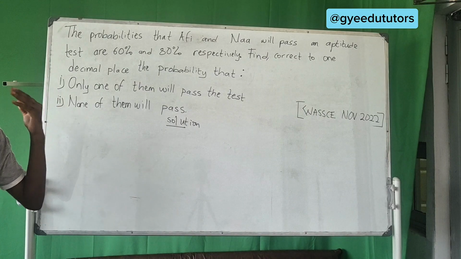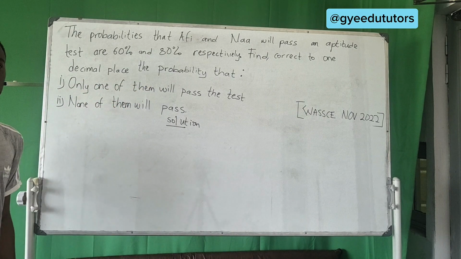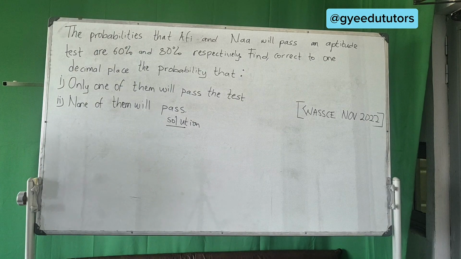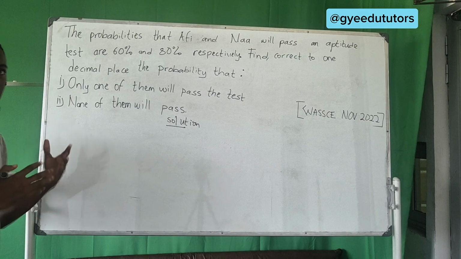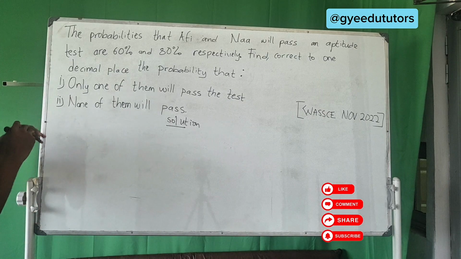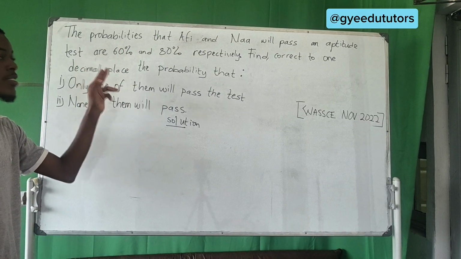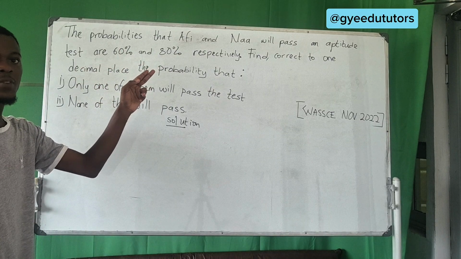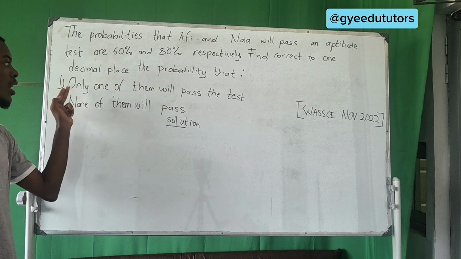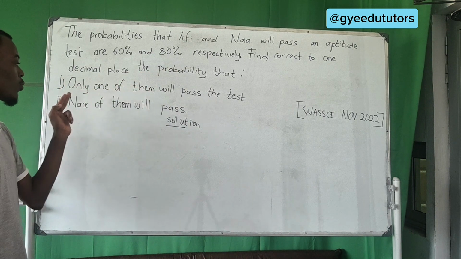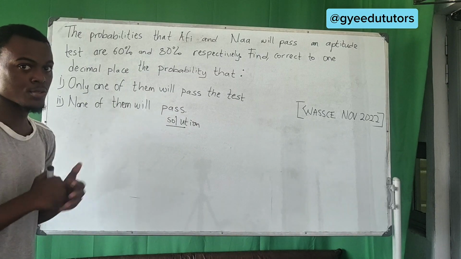So we have this WASSCE probability question. Let's do it together. If you have a question like this, first of all, you have to put down our preamble. They said the probabilities that Afi and Nana will pass an aptitude test are 60% and 80% respectively. Now we have to find, correct to one decimal point, the probability that only one of them will pass the test and that none of them will pass. Very, very easy. Now let's do it together.